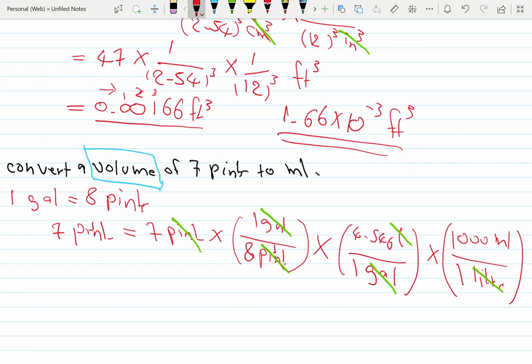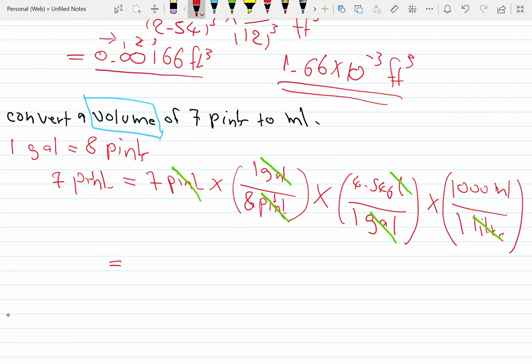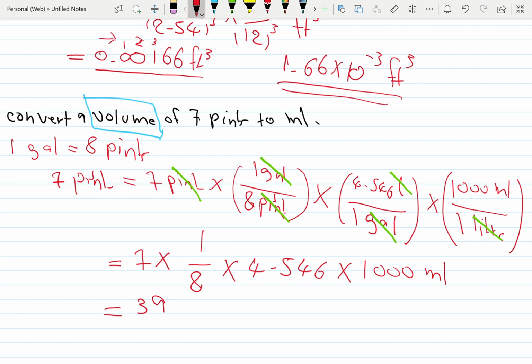So that is equal to 7 times, you remain with 1 over 8, times 4.546, times here 1000. The only unit left is milliliter. That is equal, if we put this in our calculator, that will give us 3.978 milliliter. Okay, again, if you want to put it in a standard form, you move the cursor or the point this way.